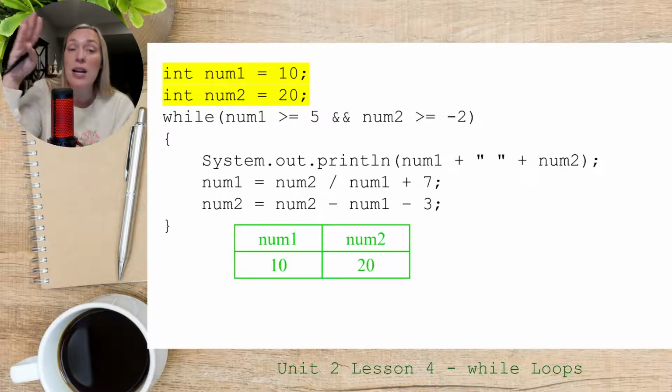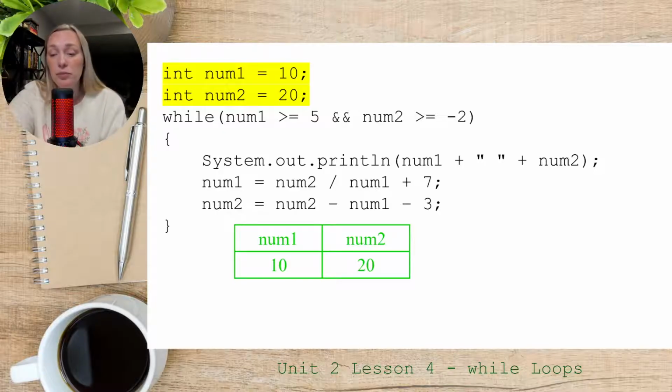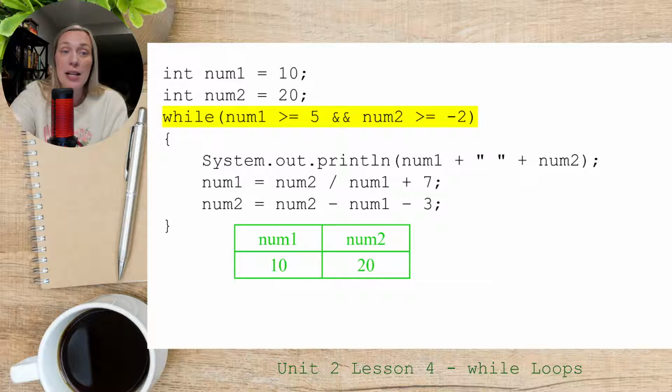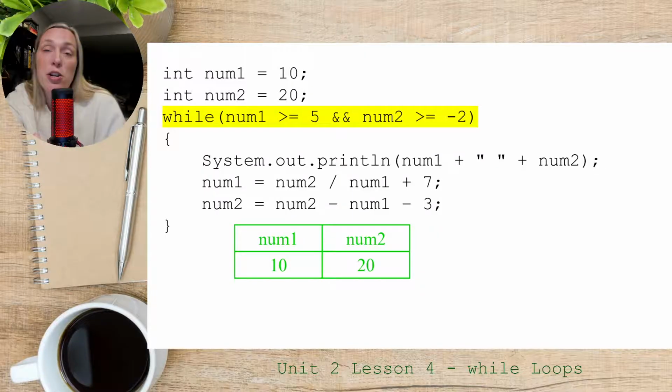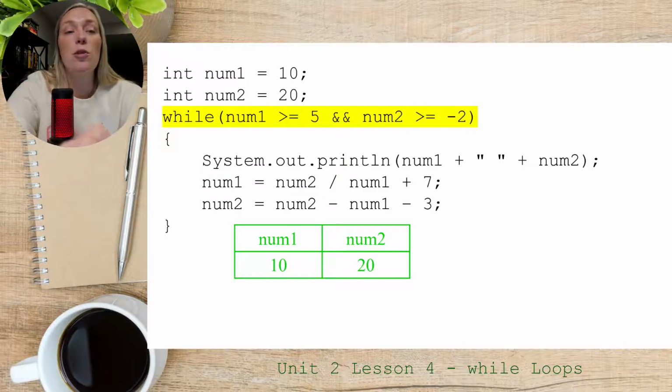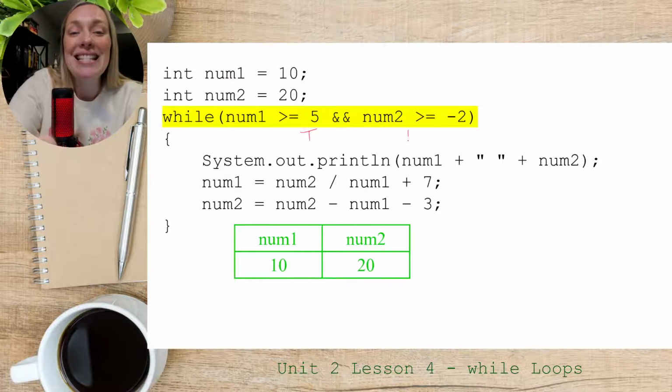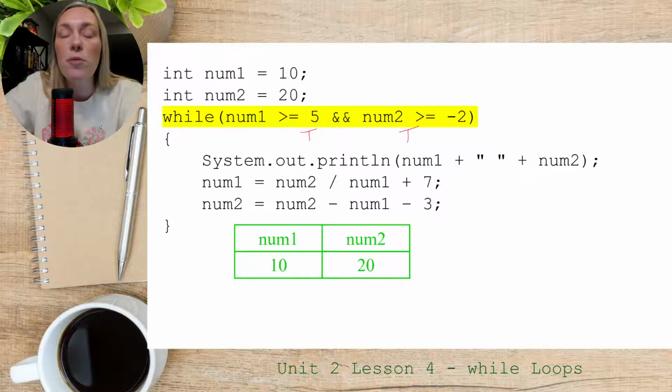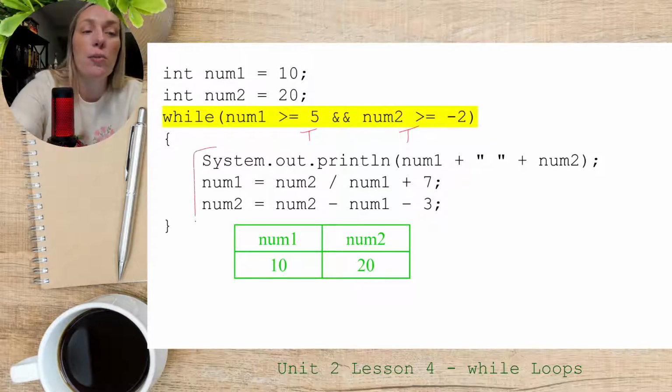Num1 is 10, num2 starts off as 20. And I'm going to check this condition. Is num1 greater than or equal to 5? That's true. 10 is greater than or equal to 5. And num2 is 20. Is 20 greater than or equal to negative 2? Perfect. That is also true. So this statement is true and this statement is true. So I'm going to run my 3 lines of code right in here.